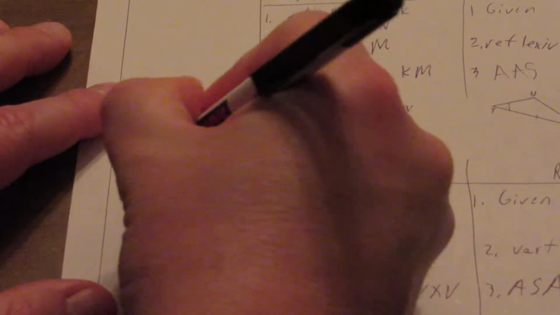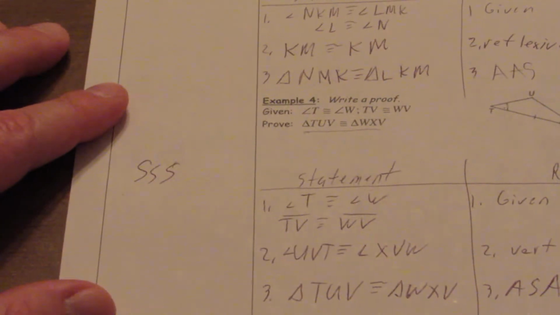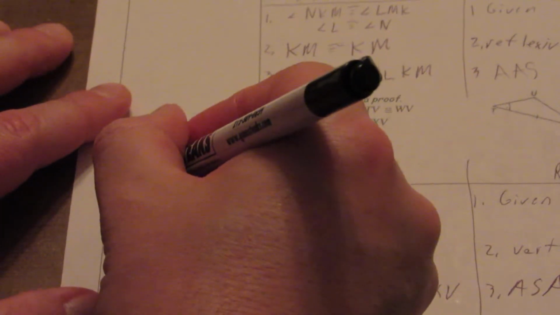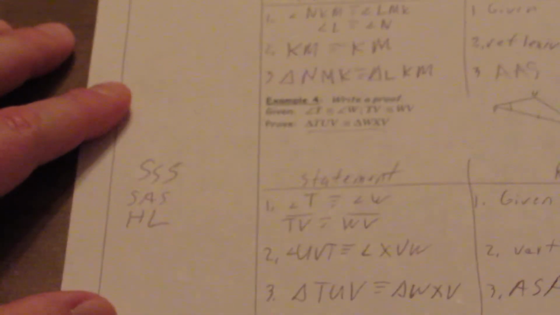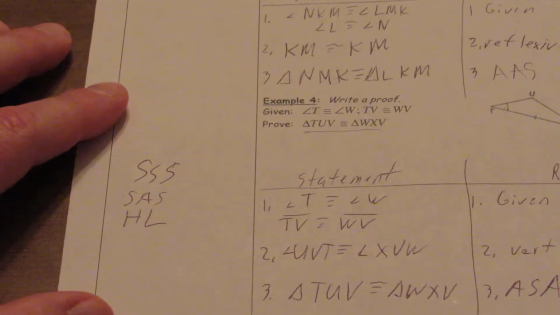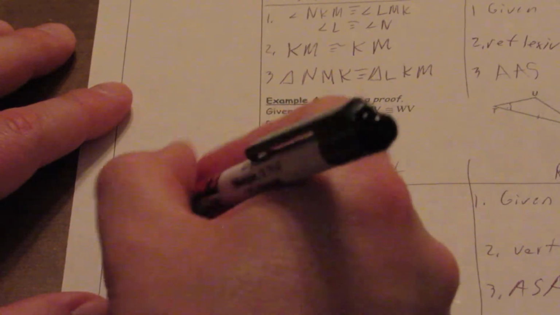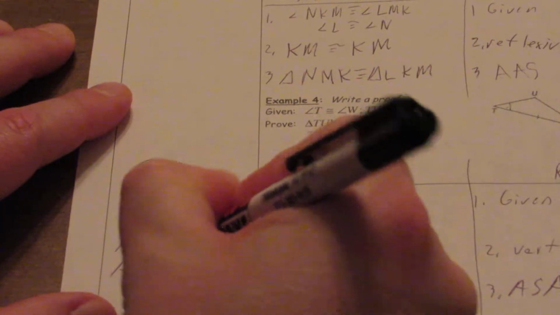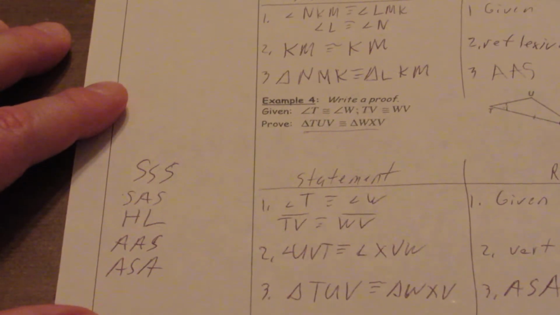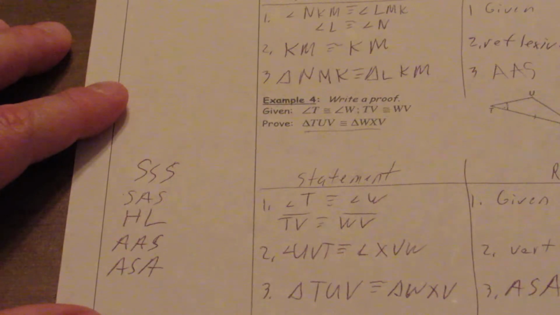And just as a refresher, since I mentioned the 5 things, remember we started with side, side, side to prove triangles congruent. Then in 5.5 we did side, angle, side, and hypotenuse leg, which is our 90-degree triangles. And then today we added in angle, angle, side, and angle, side, angle. All right, so that is my 5 ways to prove triangles congruent.